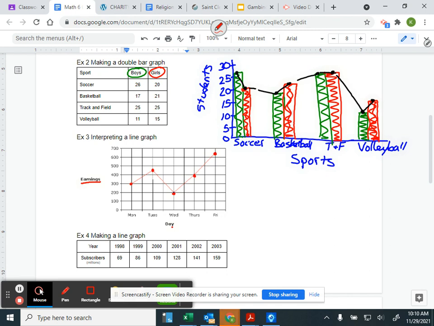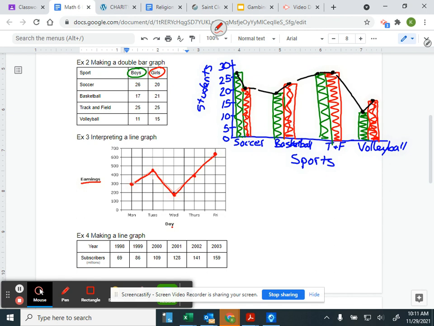So if we start on Monday, did they earn more on Tuesday or less? More, because it's going up. That line goes up, so we know they're earning more on Tuesday. Look at that dip for Wednesday, it goes down. So we know they're earning less. And then it climbs up Thursday and Friday. So we can see when there's those increases and decreases in their earnings. So looking at that line graph, you can see how it changes easily.